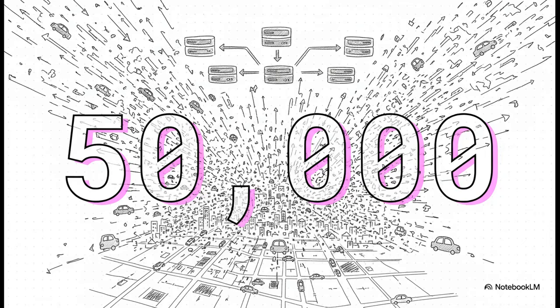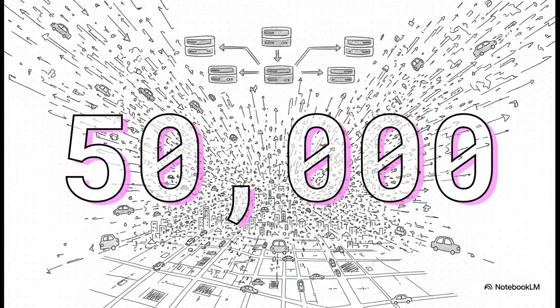50,000. Just take a second to wrap your head around that number. 50,000. That's how many location updates are slamming into Uber's servers every single second. And that's literally just from active drivers out on the road. It is an absolute avalanche of data.